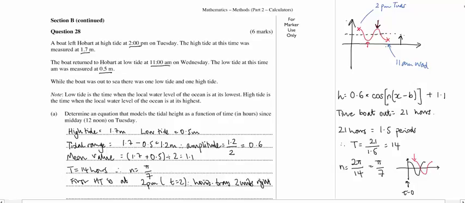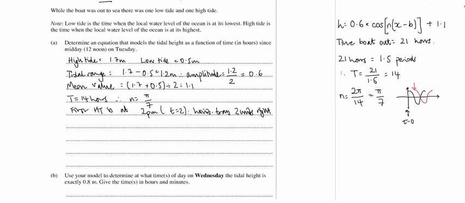And as a result, we actually have all we need now. Therefore, tidal height, which we'll call h as a function of t, is equal to 0.6 times cosine of pi on 7 open bracket x take 2, translation to the right, plus 1.1. And there we have it.